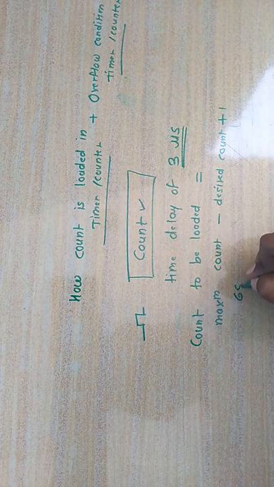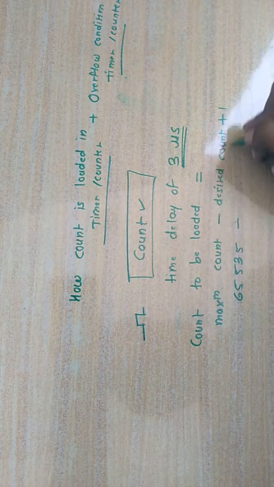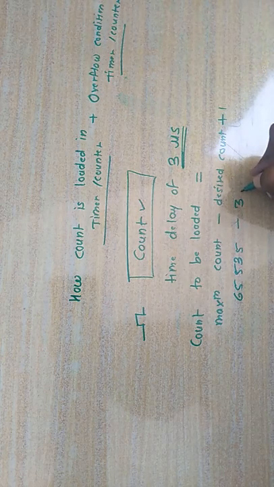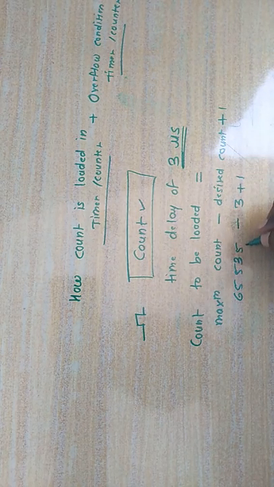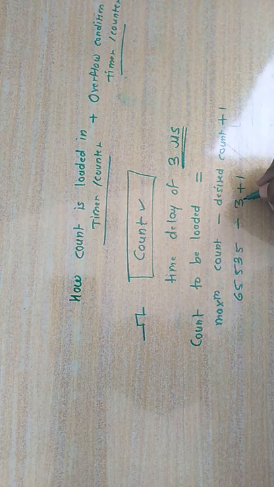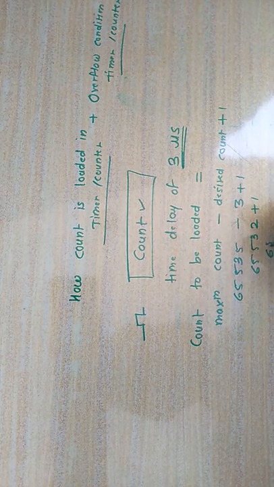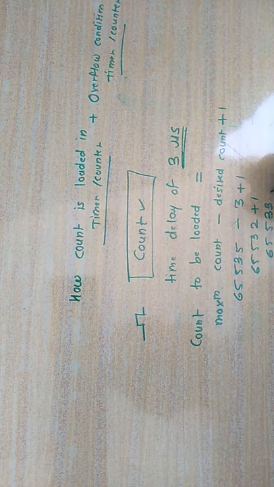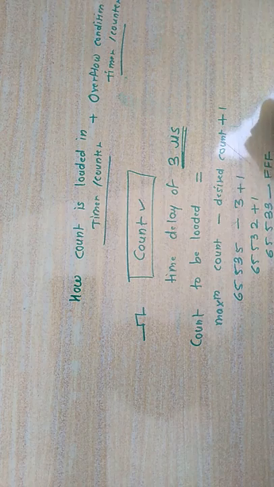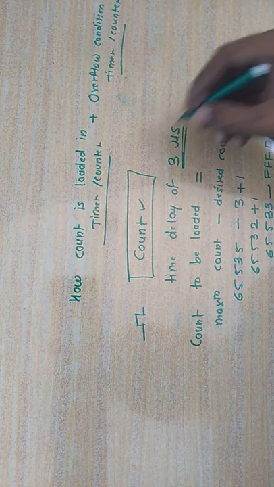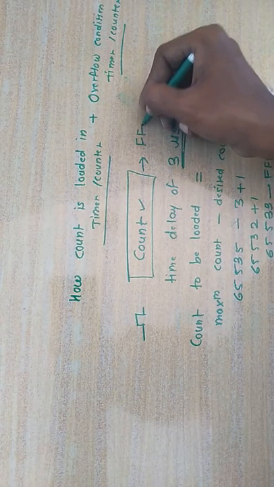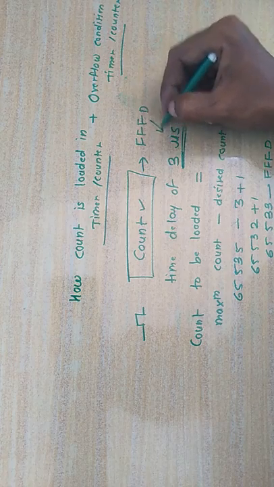The maximum count is 65535. Now the desired count is 3, and we have to add 1 to that. So 65535 minus 3 is 65532, plus 1, so it is 65533. So the count I have to load to get the 3 microsecond delay is 65533, and in hexadecimal format it is FFFD. So I have to load FFFD to get a delay of 3 microseconds.